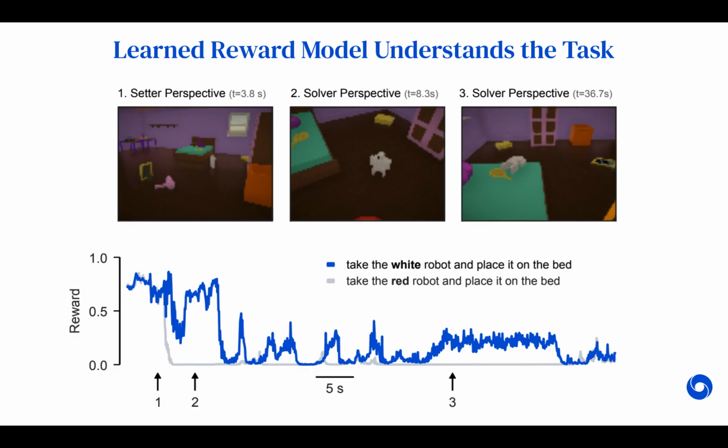Our learned reward models show evidence of understanding the tasks we use them for. In the task depicted here, the setter asks the solver to take the white robot and place it on the bed. Over the course of the episode, carried out by the agent, the reward model delivers lots of reward, depicted in blue. However, when we edited the instruction given to the reward model so that it said, "Take the red robot and place it on the bed," this instruction was inconsistent with the actions that the agent carried out, and the reward model, therefore, delivered very little reward, the gray line.